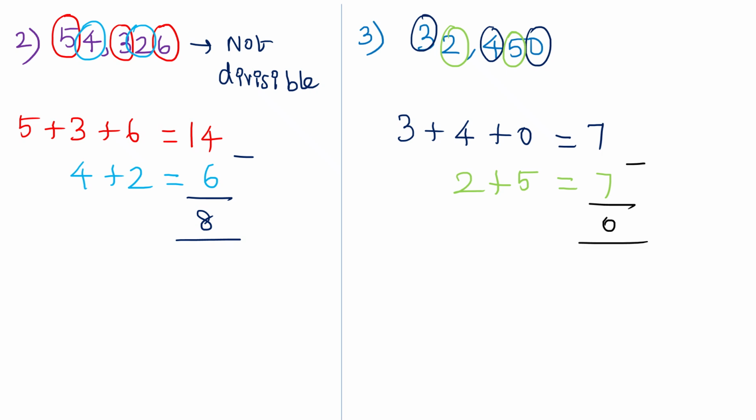So according to my definition, the difference should be either 0 or a multiple of 11. I'm getting 0. So now I can come to the conclusion that this is divisible. Yes, it is divisible by 11. So now let's see one more example to make you very clear on the concept here.